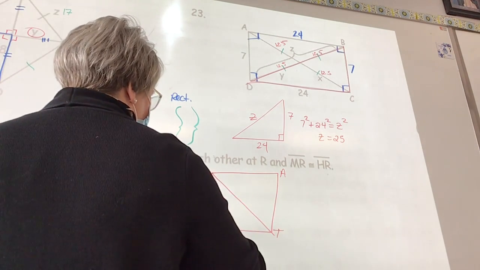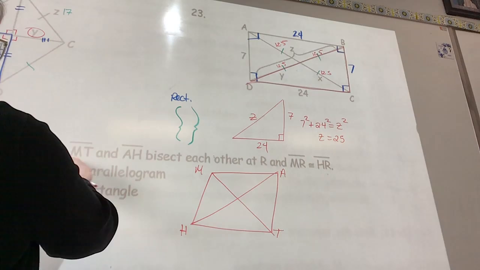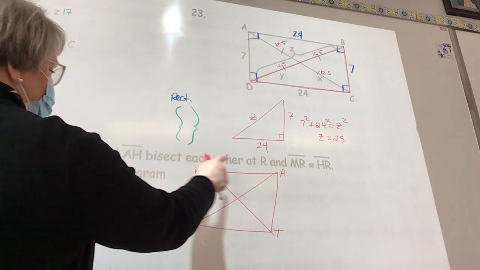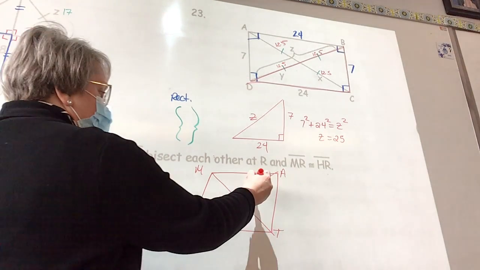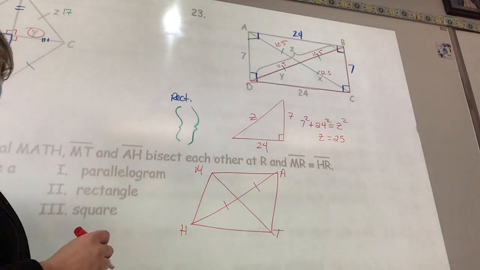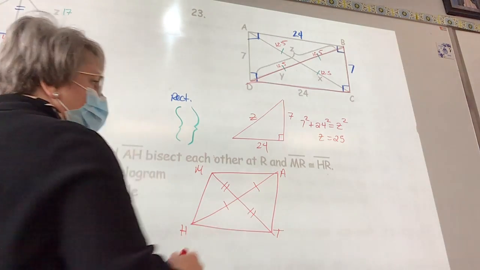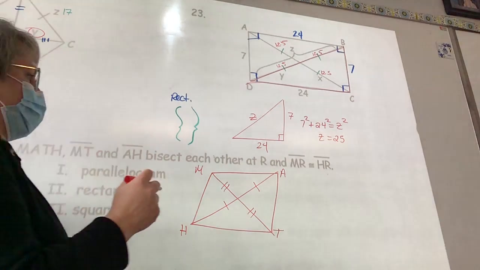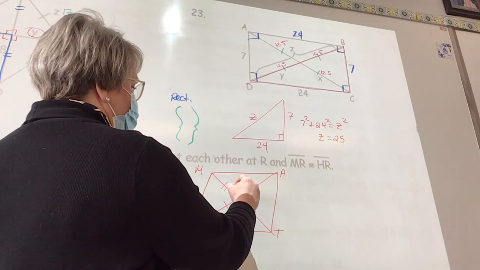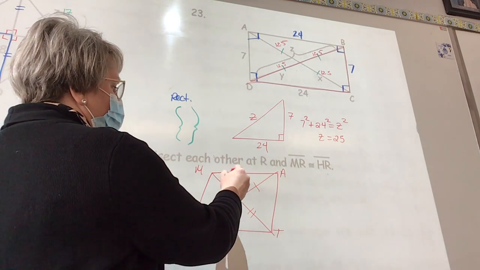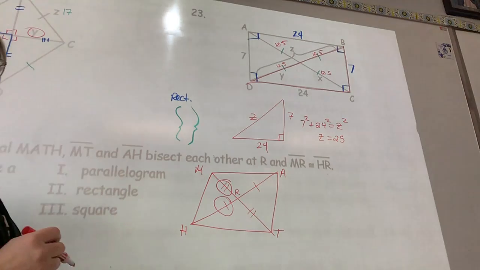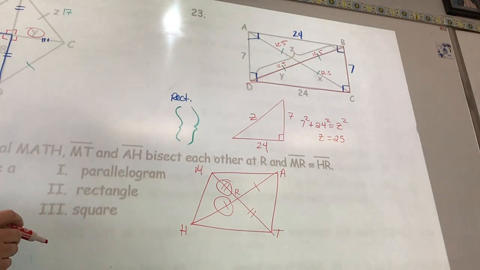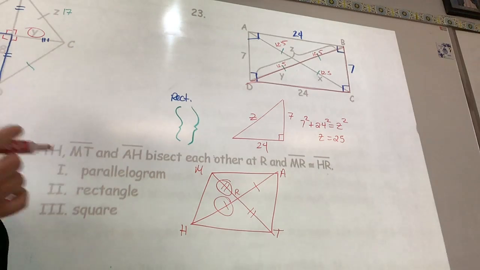Do you have your diagonals drawn in? Okay. MT and AH walk up and they bisect each other, which means we haven't seen each other for so long. So this one is cut in half, right? And this one is cut in half. Agree? Then it says, not only do they bisect each other at point R, MR is the same as HR. So now, how many ticks are they all going to have? They're all going to have 2.